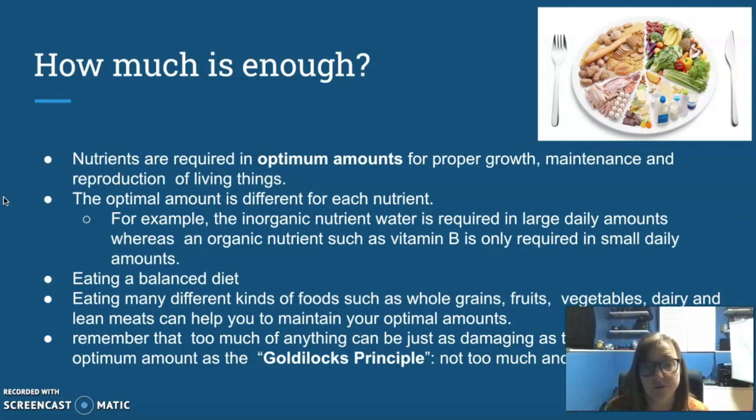So how do you know how much is enough? As I just said, there is this optimal amount for proper growth and maintenance and reproduction of all living things. So you need to know where that is. That has to do with having a balanced diet. You can have many different kinds of food, eating them in good amounts, and then you will know that you don't have too much, you don't have too little, you have that Goldilocks principle happening.